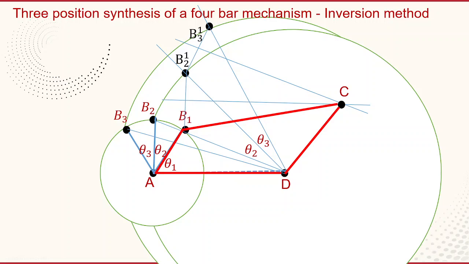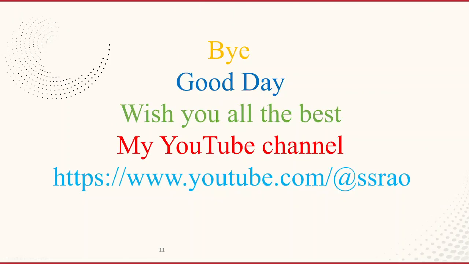Initially, we assume AD and AB1, and we take the three positions of the crank. With this given data, we have constructed a 4-bar mechanism. Likewise, there are several approaches used to construct the 4-bar mechanism. I hope you understand these problems. In a similar way, we are going to solve other problems.